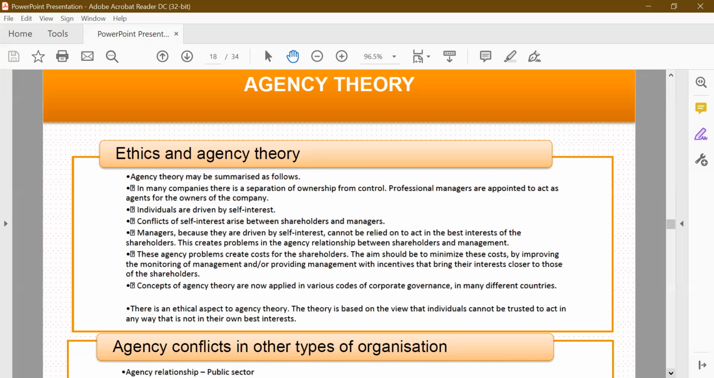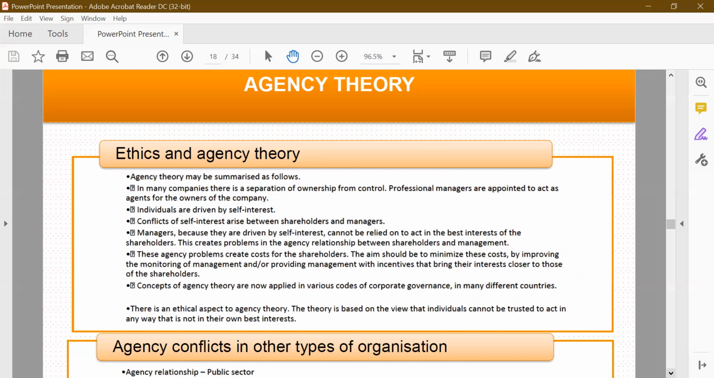The aim should be to minimize these costs by improving the monitoring of management and providing management with incentives that bring their interests closer to those of the shareholders. So what we are trying to achieve here is to bring the interest of the managers very close to that of shareholders. Concepts of agency theory are now applied in various codes of corporate governance in many different countries.